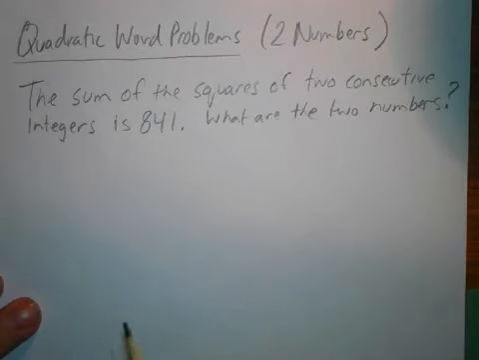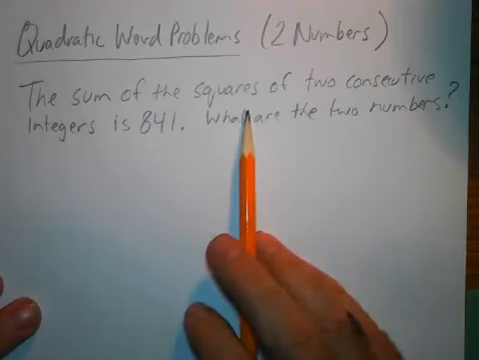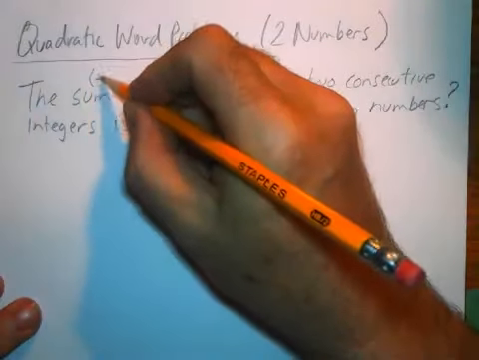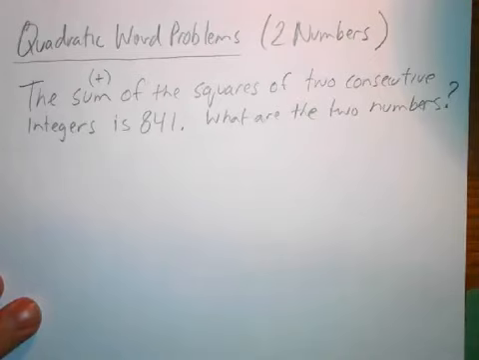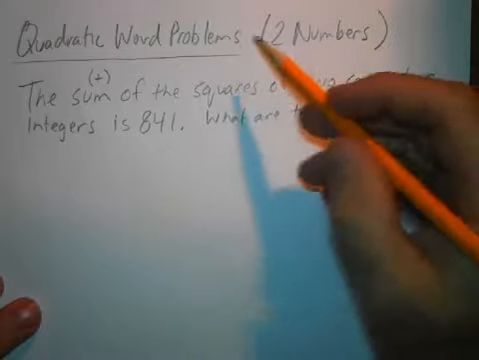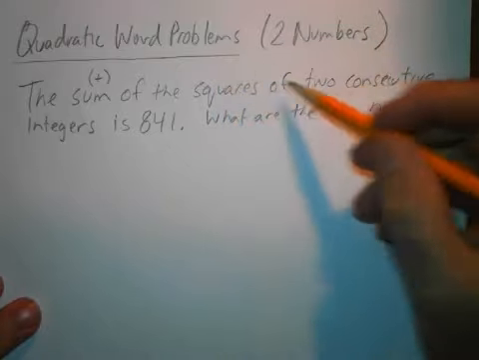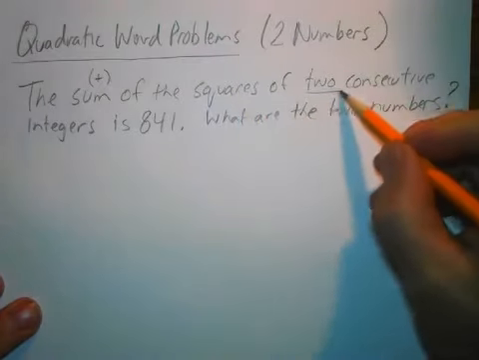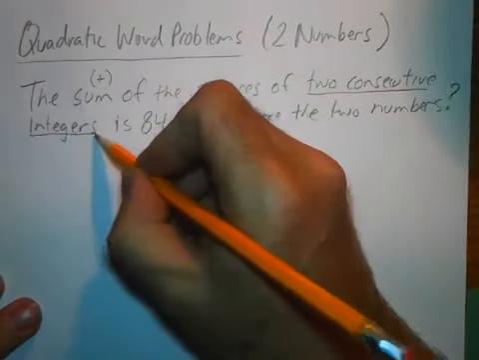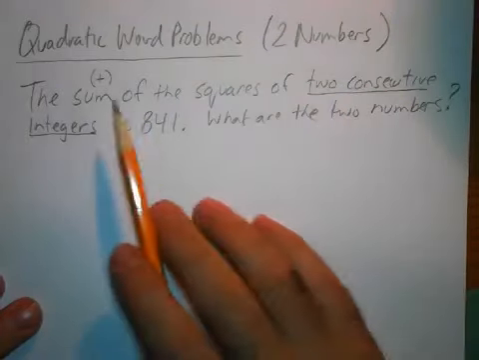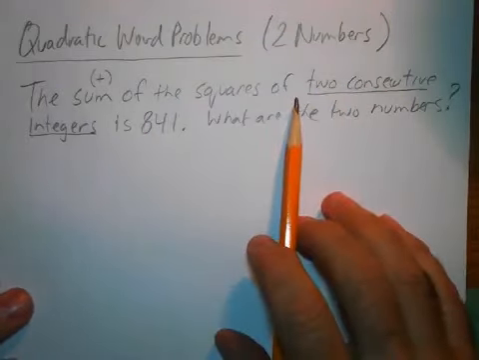Now in this case we have to do some interpreting of math words into English words. So things like the word sum. Okay, so sum is just when you're adding things. So replace that with the symbol plus. So the sum of the squares. So we're squaring two things together. What are we squaring? We're squaring two consecutive integers. Okay, so that's really important. So we're taking each of these integers, we're squaring it, and then we're adding the two together.